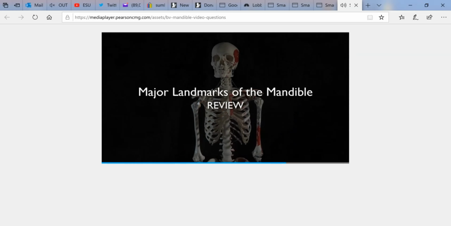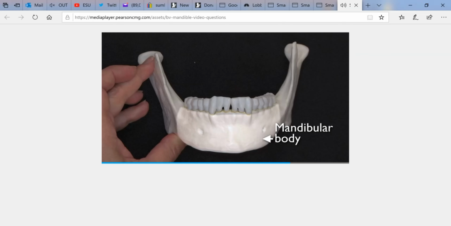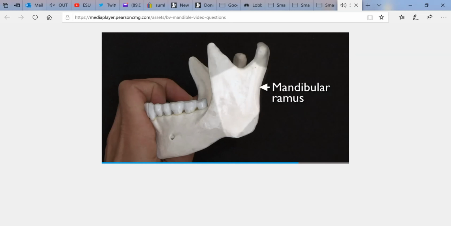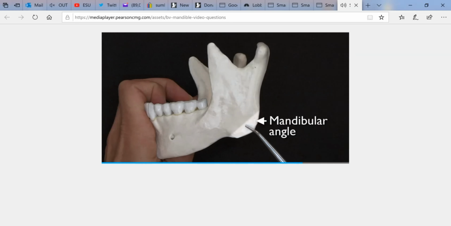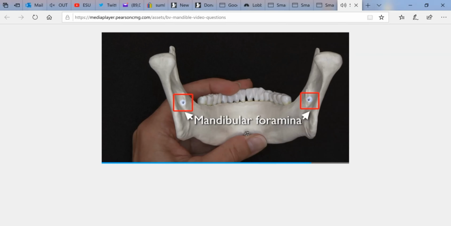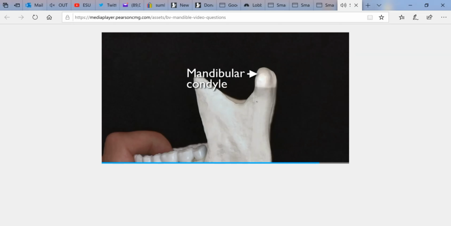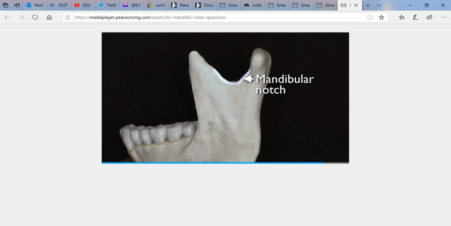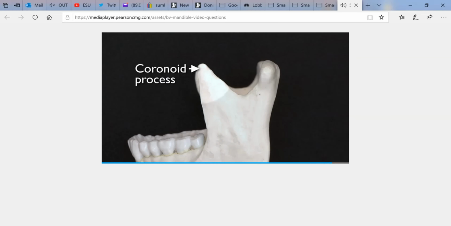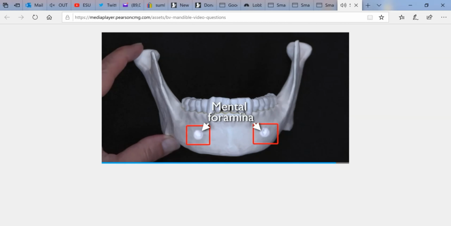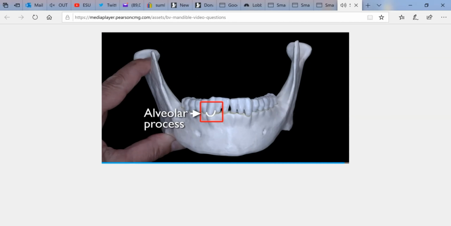Let's finish by reviewing the major landmarks of the mandible. Mandibular body. Mandibular ramus. Mandibular angle. Mandibular foramina. Mandibular condyle. Mandibular notch. Coronoid process. Mental foramina. Alveolar process.